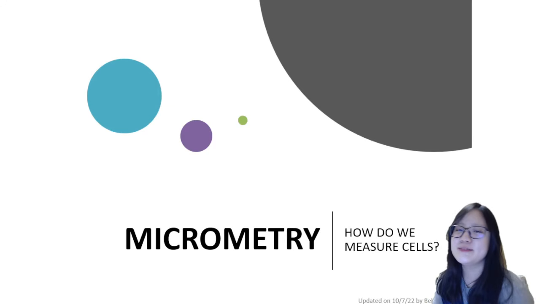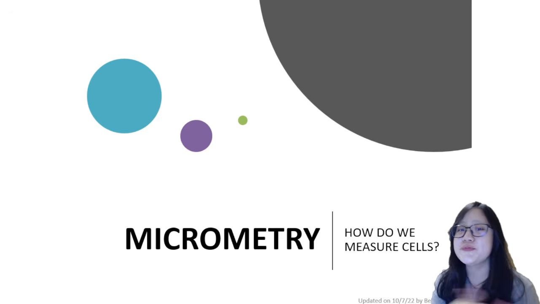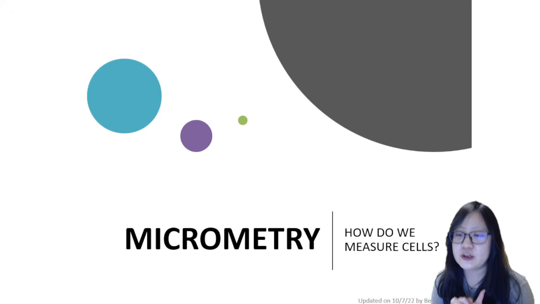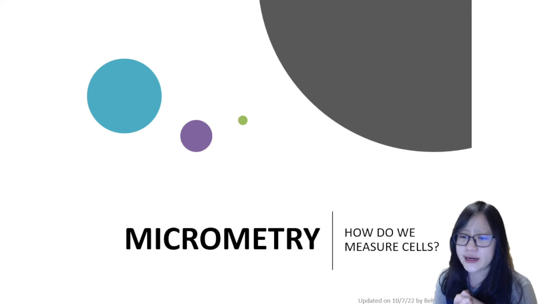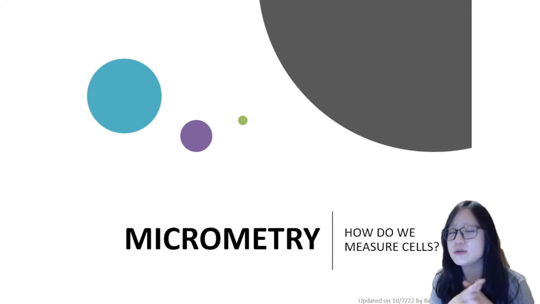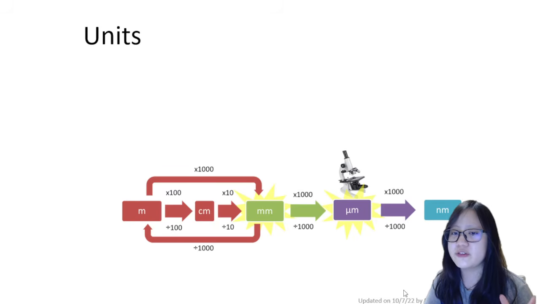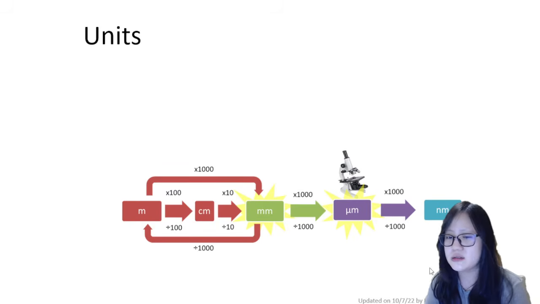Everyone, and welcome to Chapter 1, Part 2 of Cell Structure. We are here talking about micrometry, basically how do we measure cells, and also magnification. So let's start a little bit with just talking about units, okay?